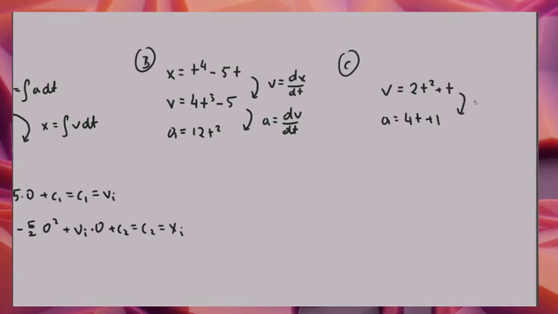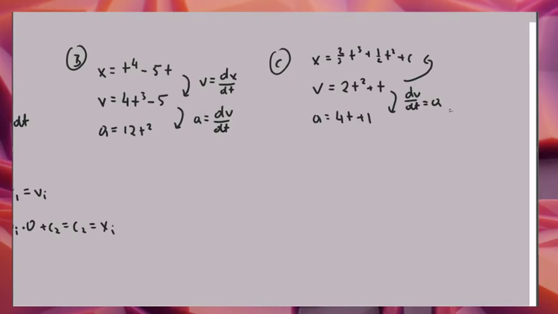Through a derivative. dv dt is acceleration. And I could also find an expression for the position function. So x as a function of time equals 2/3 t cubed plus half t squared plus a constant. How did I get there? Through integration. So maybe I'll move the screen a little. x is the antiderivative of v dt.